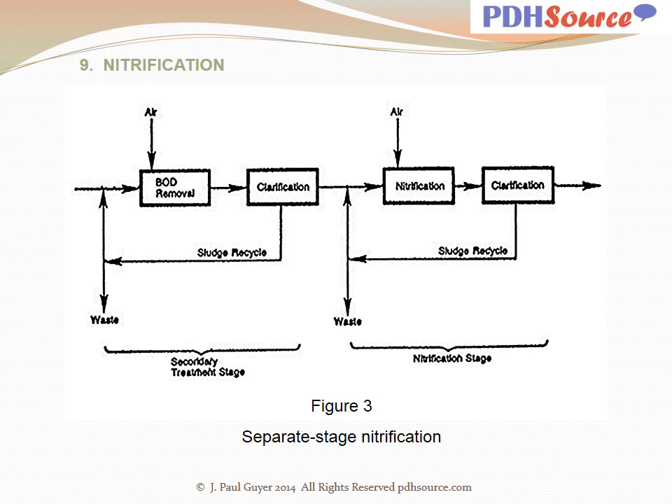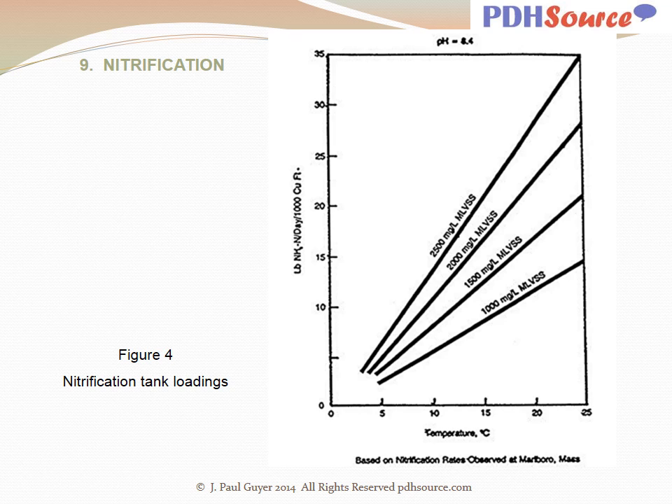Figure 3 is an illustration of the separate stage nitrification process. Figure 4 is a representation of the relationships in the nitrification tank loadings.